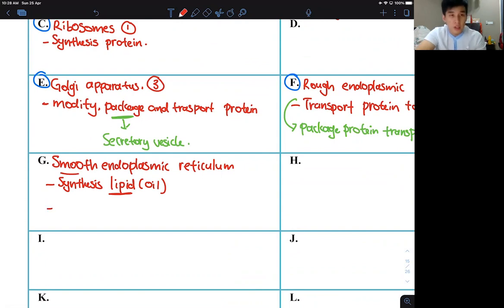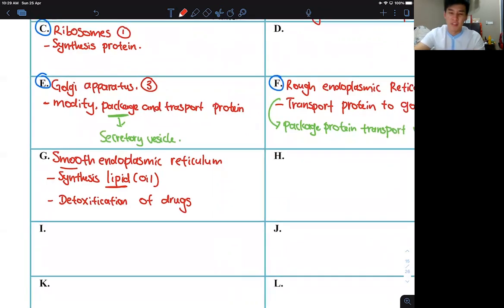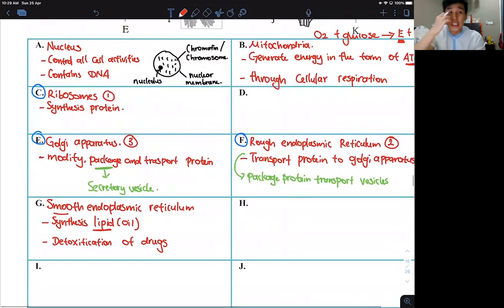And one more, actually more important one, is to carry out the detoxification of drugs, which means it detoxes drugs, like dirty substances inside the cell. In your body, it is your liver that carries out this process. It detoxes drugs because some food that we eat might have a bit of poison inside it, so your liver is the one to help you clean it.